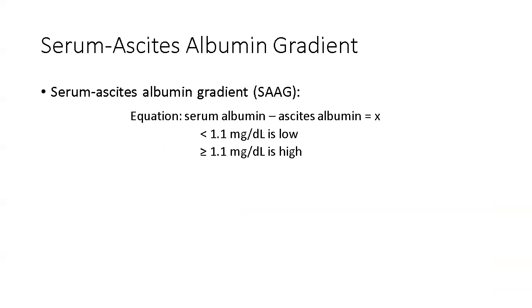If you have no idea why somebody has ascites, what you're going to do is calculate the SAAG, or the serum to ascites albumin gradient. And it's exactly what it says. Your equation is the serum albumin minus the ascites albumin, and it's going to give you a value. By definition, less than a 1.1 gram per deciliter difference is a low SAAG, greater than 1.1 is a high SAAG.